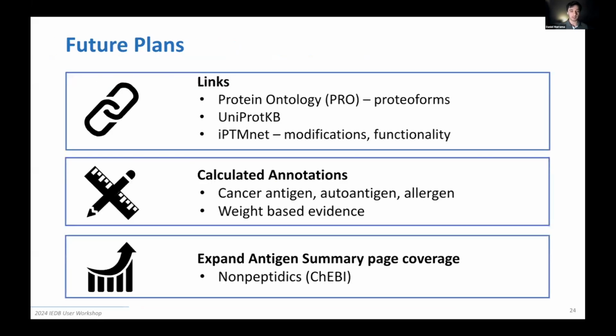And so the last thing we have is plans for linking out to these various databases. We already have particular links to Pro on these antigen summary pages, but we want to also link out to everything else. And we also want to eventually capture certain annotations, like whether the protein is a cancer antigen or an allergen or an autoantigen. And we can give these based on weight of evidence, like the quality of data that the assays come from, or the paper and things like that. So we're going to be working on that.